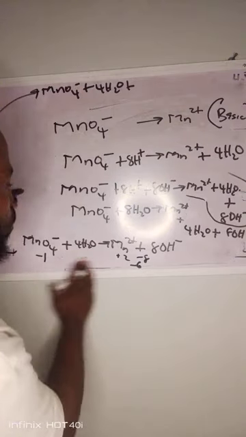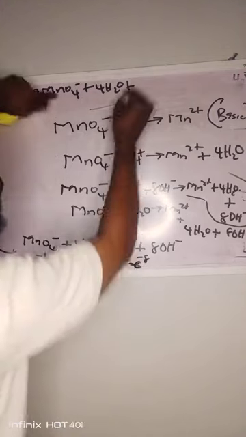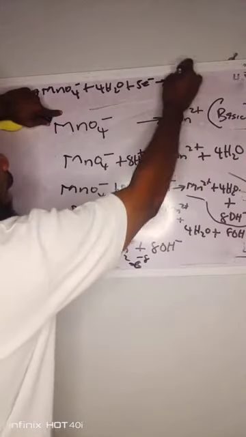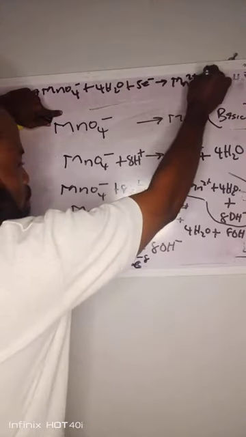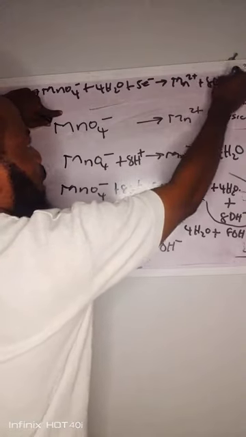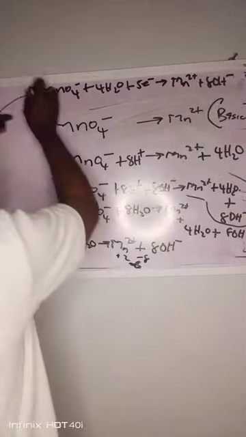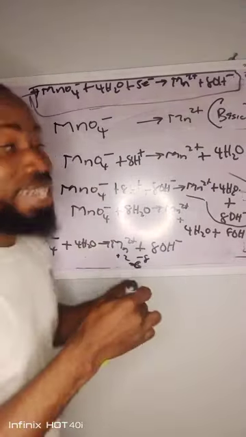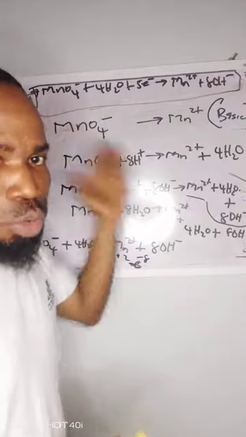So my equation will now be plus 5e minus to give me Mn2 plus, plus 8OH minus. Now, if you check this equation and the one we balanced under acidic condition, you can definitely see the difference between both of them.